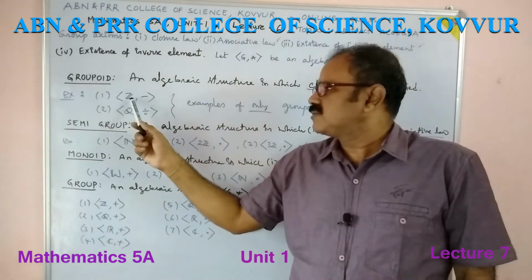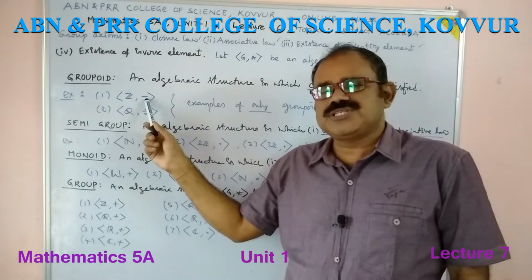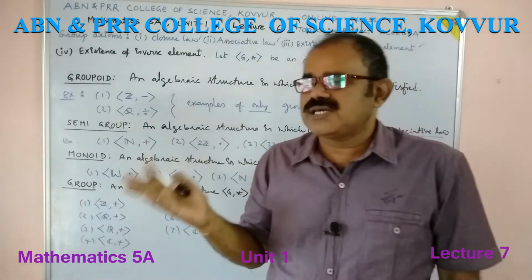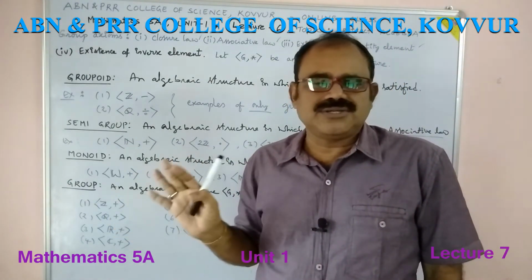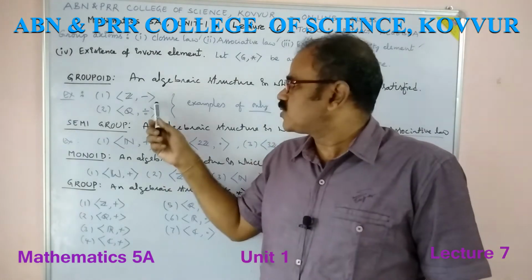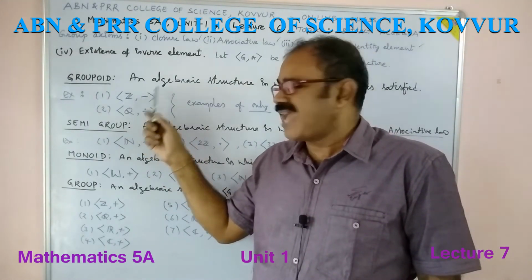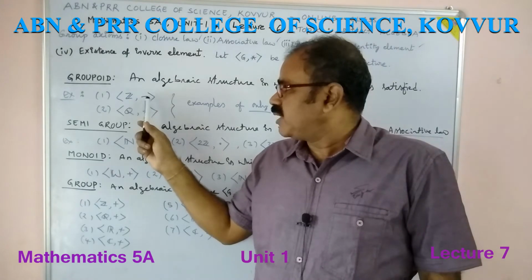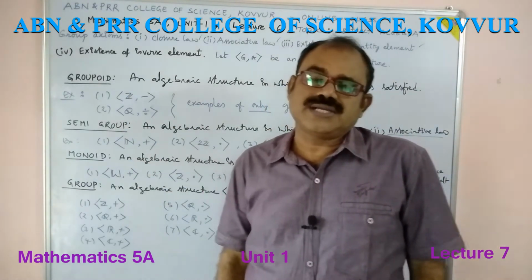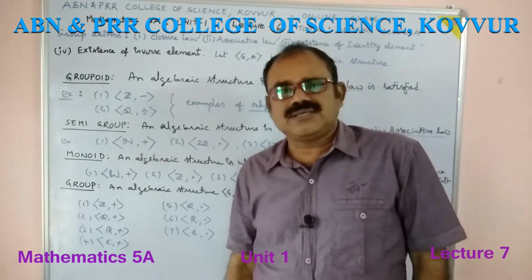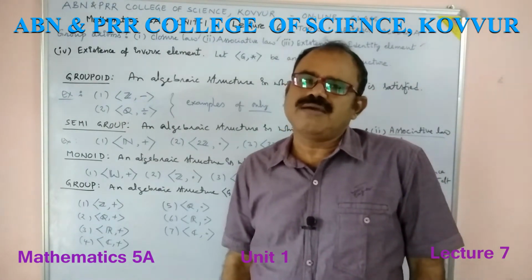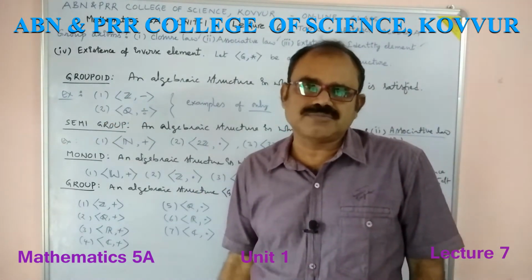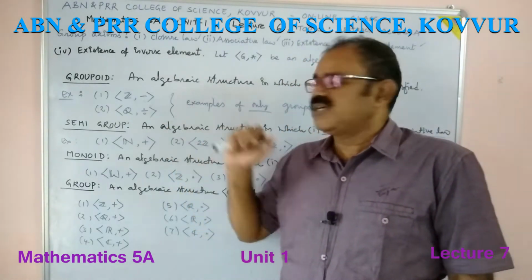Take Z, the set of integers, with the binary operation minus. With respect to the binary operation minus, integer minus integer is definitely an integer, no doubt about it. So, closure law is satisfied. With respect to binary operations other than multiplication and addition, such as minus or divided by, the associative law is not satisfied. A minus B minus C is never equal to A minus B minus C in the set of integers. For any integers A, B, C, (A minus B) minus C is not equal to A minus (B minus C).